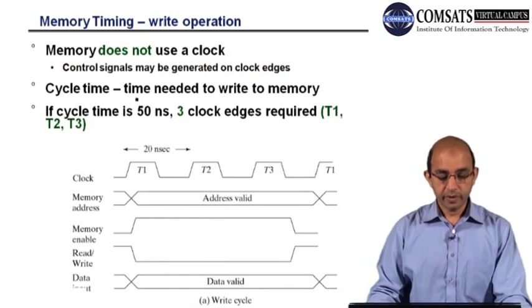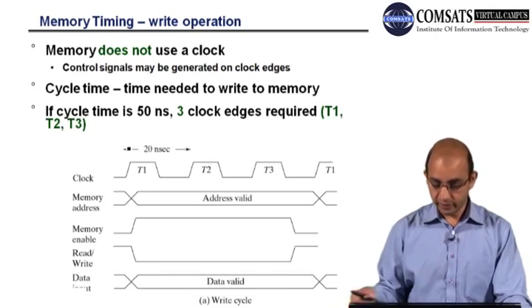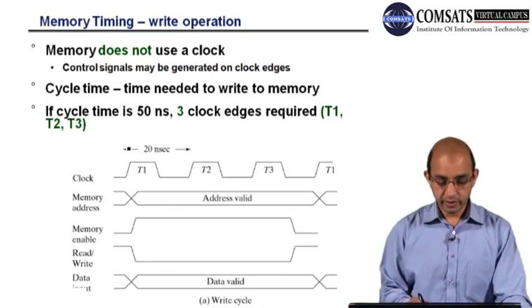So cycle time is the time needed to write to the memory. That is the write cycle, and then we can also have the read cycle. For the write cycle, if the cycle time is 15 nanoseconds, it means 3 clock edges are required. Here you can see that each clock cycle is 20 nanoseconds. So if I have this clock, this is the rising edge and this is the falling edge.